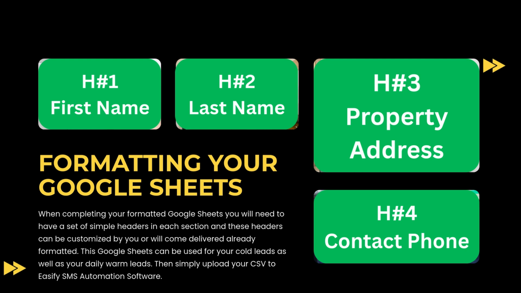Then simply upload your CSV to Easify SMS automation software. Keep in mind, first name, last name, property address, and contact phone. These will be your options to assign to a set category once it's uploaded into Easify. So be sure to double check spelling and the order before downloading.